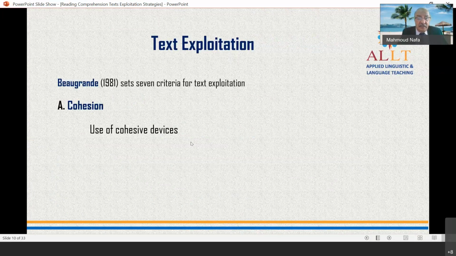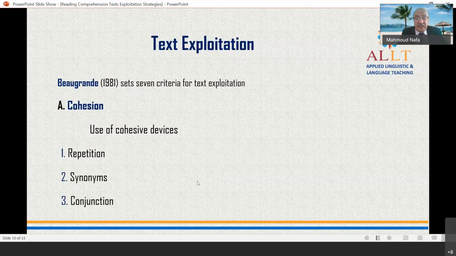Cohesion. Does the text use cohesive devices? How does the text make cohesion? Does the writer make logical repetition of nouns or pronouns? Does he use synonyms or antonyms in order to diversify expressing his ideas? Does he use conjunctions, subordinating, coordinating, that join the text in different manners?